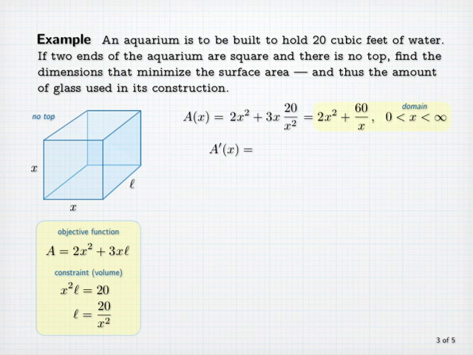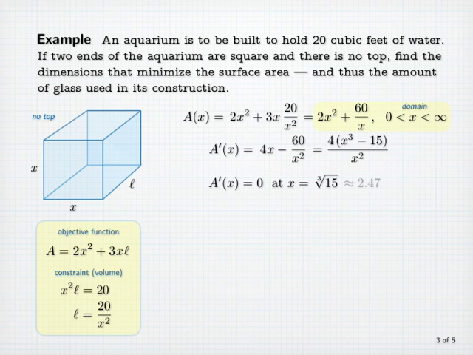So let's calculate the derivative. A prime of x is equal to 4x minus 60 times x to the minus 2 power, or 4x minus 60 over x squared, which we can write over a common denominator as 4 times (x cubed minus 15) over x squared. This form makes it clear that A prime of x is equal to 0 at x equal to the cube root of 15, which is approximately 2.47. So we have a single critical number in the domain of the function.